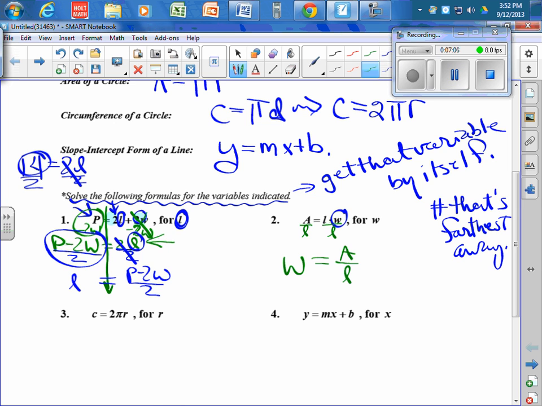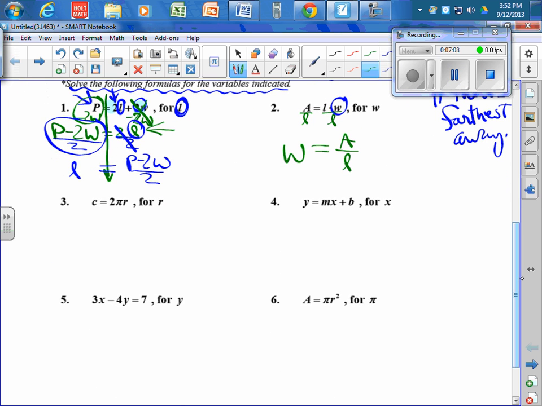Number 3. Now I want to get the R by itself. So here's the R. Circle it. We need to cancel out the 2 and the pi. They're both being multiplied times the R, so we can divide both of them by 2 pi. Whatever you do to one side of the equation, you do to the other side of the equation. I always bring my variable over to the left side, and I get R equals, and then this is just C over 2 pi.